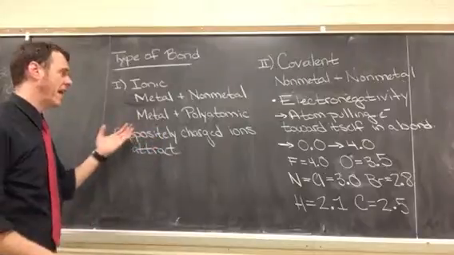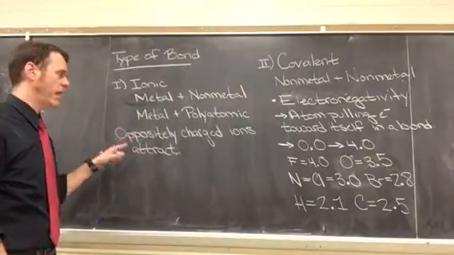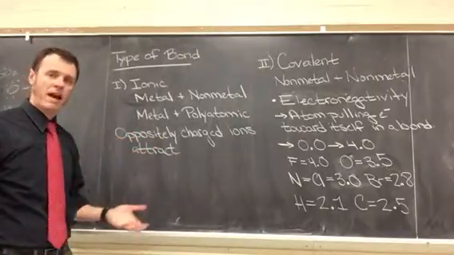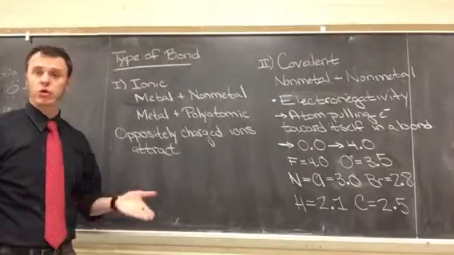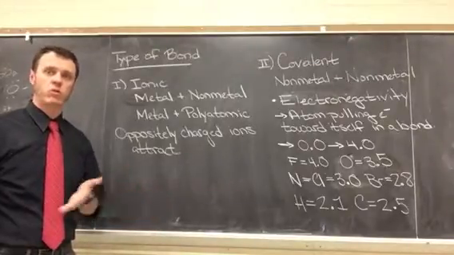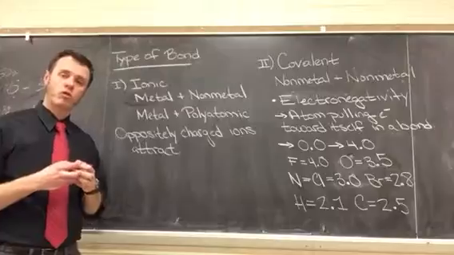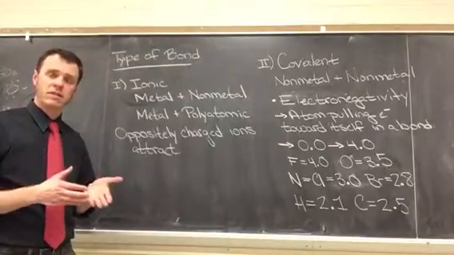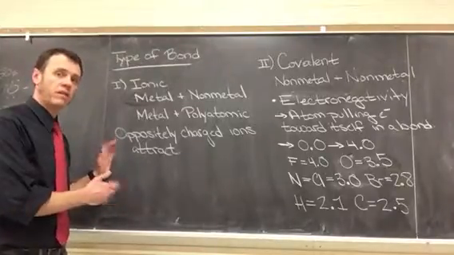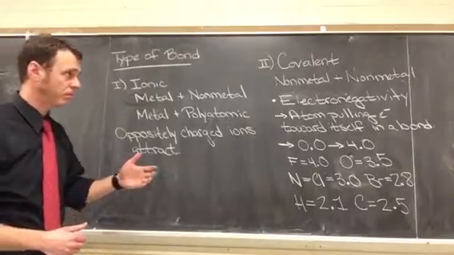other. In ionic bonding, it's pretty easy. We have oppositely charged ions attracting each other. So in the case of sodium chloride, sodium's +1, chlorine's -1, there's a strong attractive force there, and so it sticks them together. We're going to be covering this in the next section.